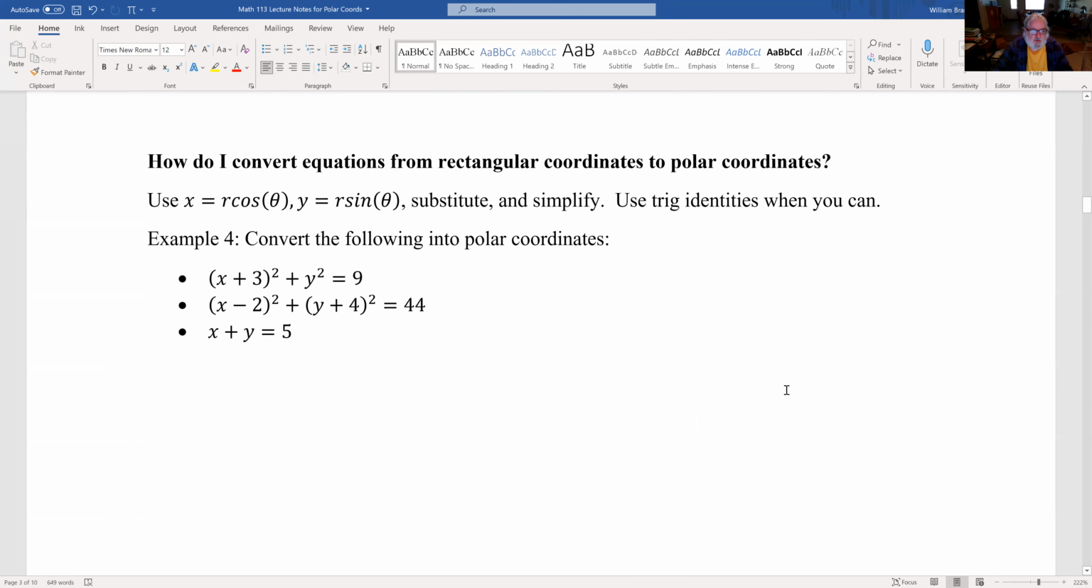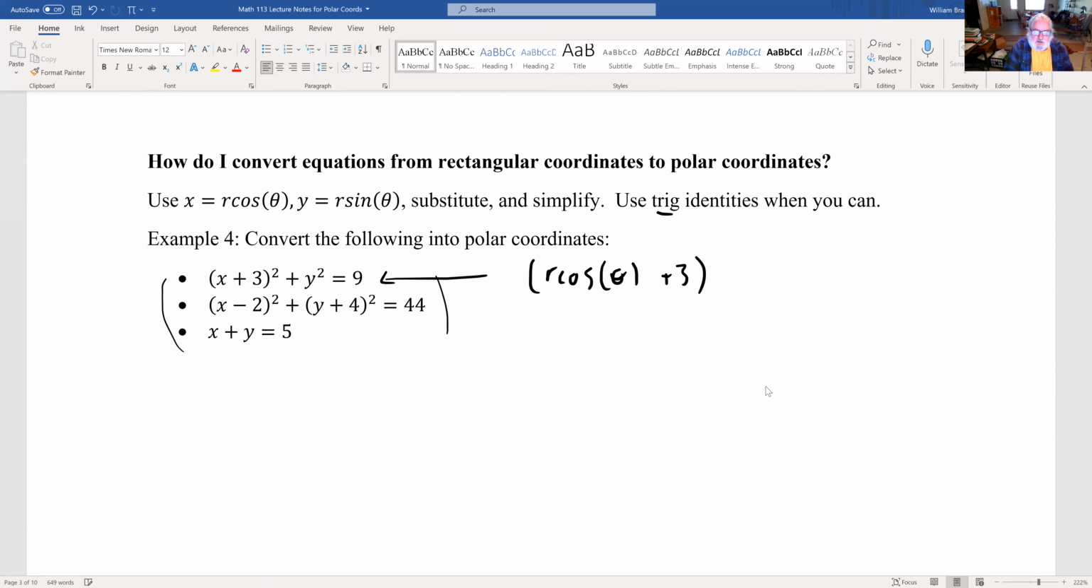So how do you convert equations from rectangular coordinates to polar coordinates? Use x equals r cosine theta, y equals r sine theta. Substitute and simplify and use trig identities when you can. So can we convert these into polar coordinates? Well, for the first one, x is r cosine theta plus 3 squared, plus r sine theta squared equals 9.